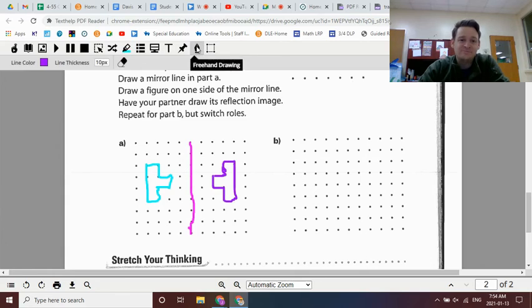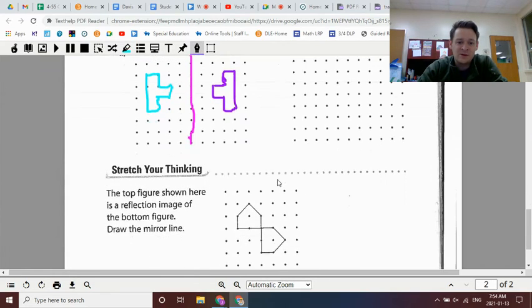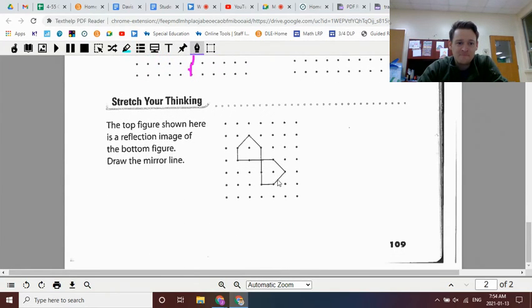So that's how you do that, just like we did yesterday with our symmetry practice. And stretch your thinking. It says the top figure shown here is a reflection image of the bottom figure. Draw the mirror line. Oh, so that's interesting. When I look at this, I think, oh, that looks like a rotation. But the question tells me it's a reflection, so you need to figure out where the line of symmetry comes through this shape. Good luck.